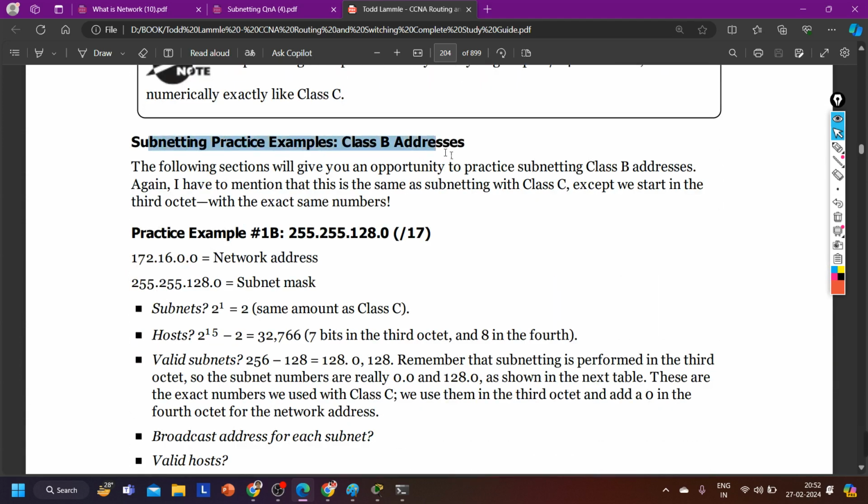Then, guys, subnetting practice example from which class? Class B. See, if the subnet mask is 255.255.128.0, /17, I have this IP, it means it is talking about a class B IP address. And how many bits has it borrowed? One. So network ID will be what?